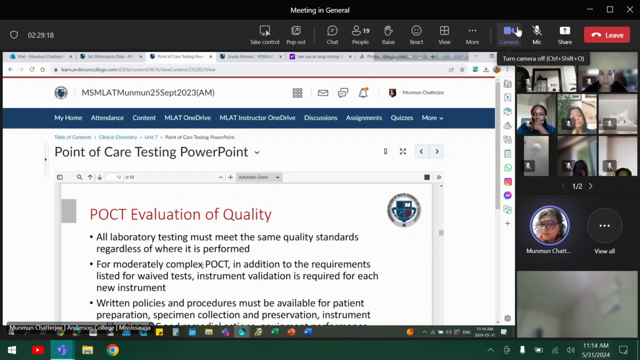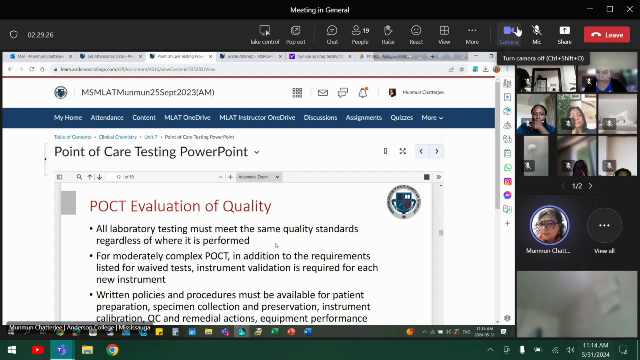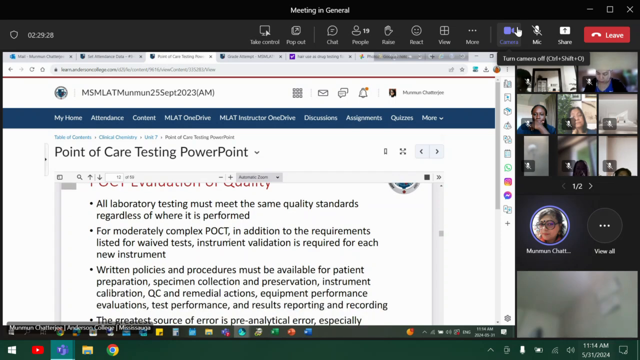But it says even in the POCT, all laboratory testing must meet the same quality standard regardless of where it is performed. For moderately complex POCT, in addition to the requirements listed for waived tests, instrument validation is required for each new instrument. When you are using a new instrument, it has to be validated by the lab or the organization, and they have to give you the training and tell you the SOPs, how you are doing that.